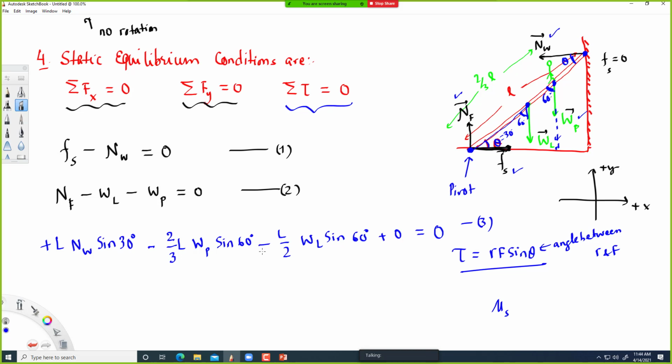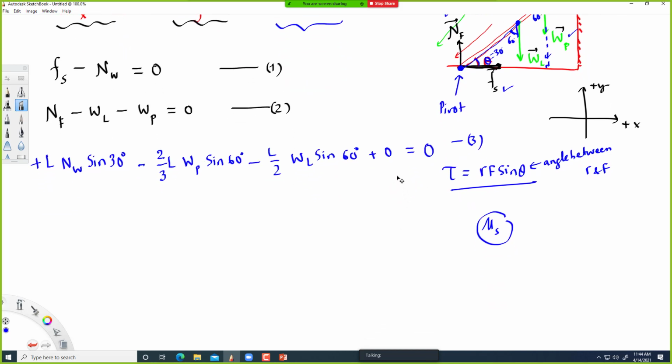So we have those three equations. We want to find mu s. So how do we find mu s? Any idea? It's the coefficient of static friction. So the coefficient of static friction is related to Fs. Fs is mu s times N, right? So if we could find that, then we can find mu s. So we need to play with these three equations.